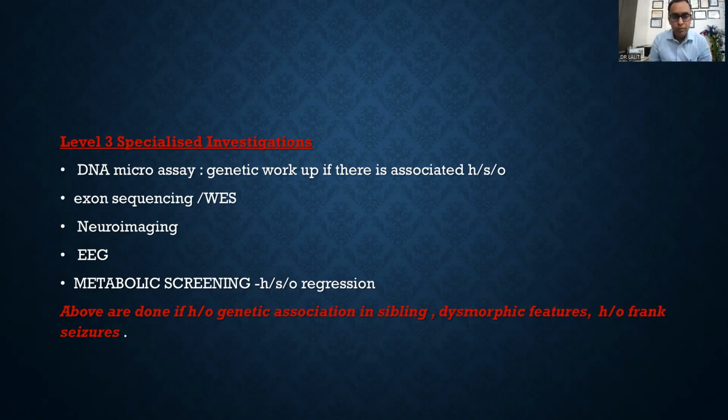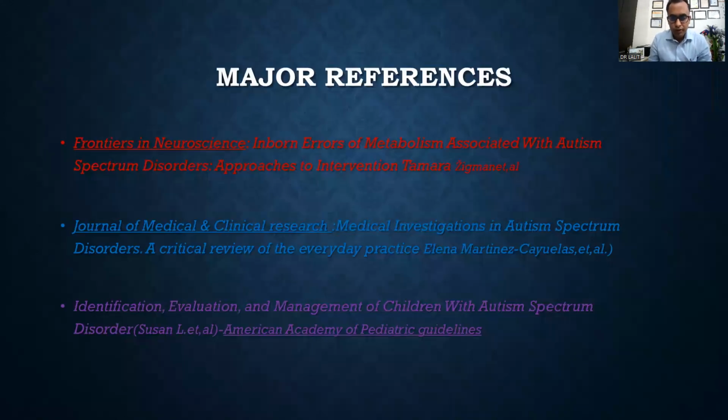That is why we have kept them under specialized investigations: EEG and metabolic screening, suggestive of conditions like tyrosinemia or maybe phenylketonuria. The above are done if there is a history suggestive of genetic association in a sibling, dysmorphic features, or a history of frank seizures. So these were the various references which we have taken.